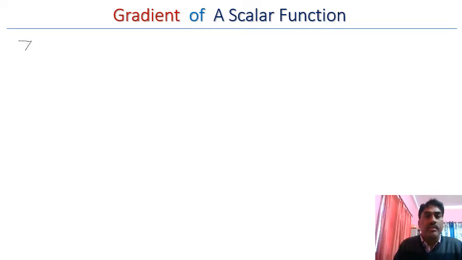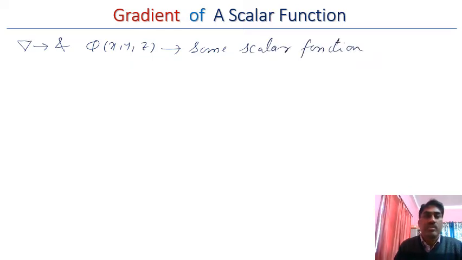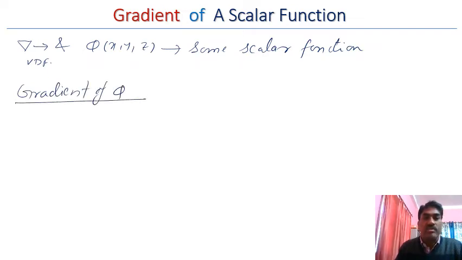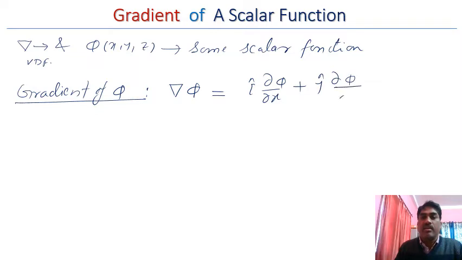So gradient: del is the vector differential operator, you know it, and phi(x, y, z) is some scalar function. Just as we discussed, del phi is the gradient of phi, and del phi is equal to i del by del x phi plus j del by del y phi plus k del by del z phi. We will have a little more understanding about this.